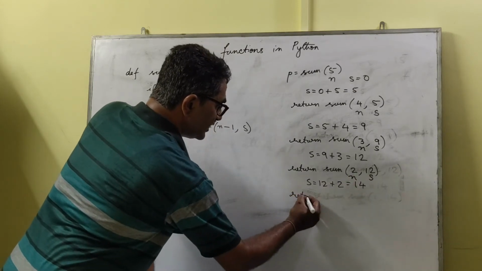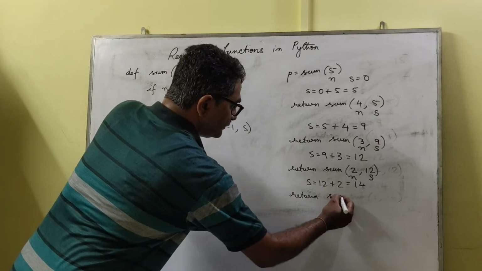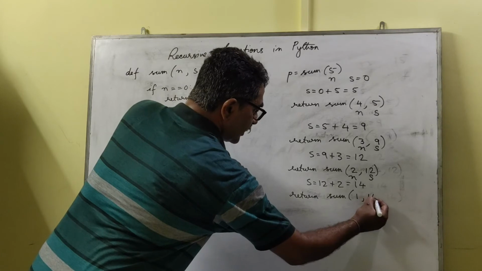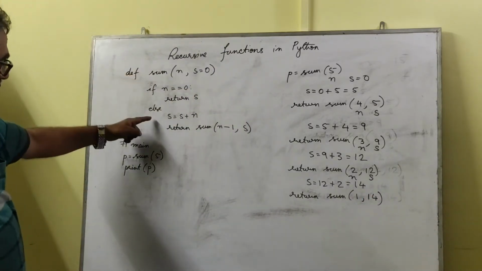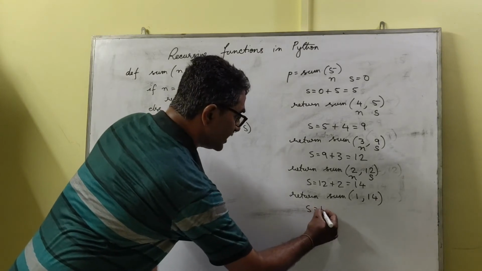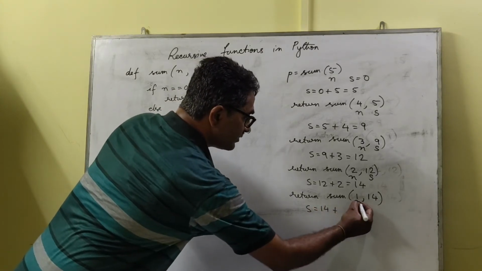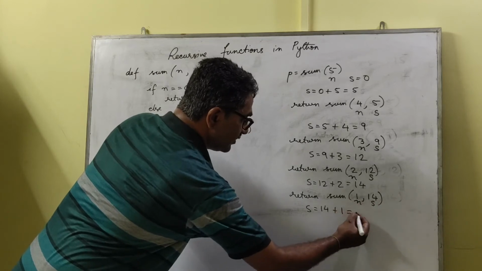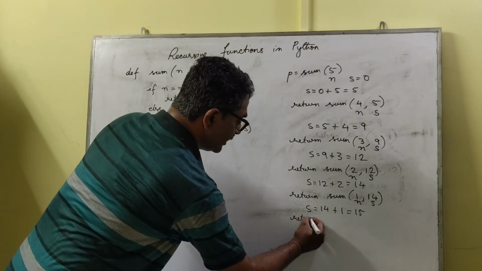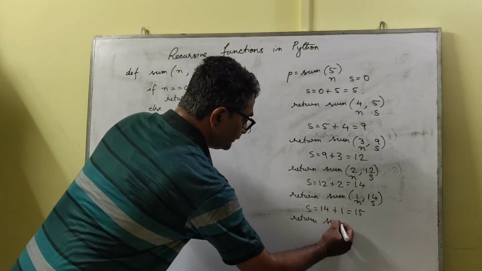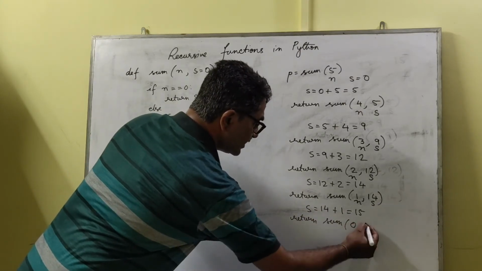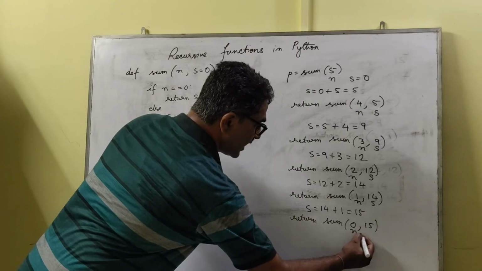So once again return sum 1 comma 14. Now once again it's going to jump to the else part, and in the else part s equal to s, s was 14 plus n, this is my n and this is s, which happens to be 15. And after that return sum n minus 1, which happens to be 0, and s is 15. Now this part is very important. This is my n and this is s.